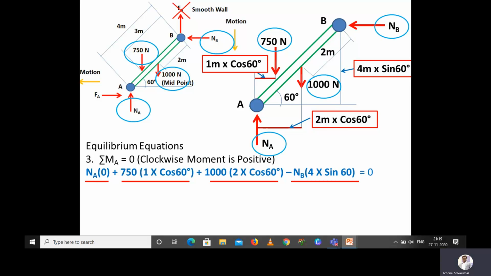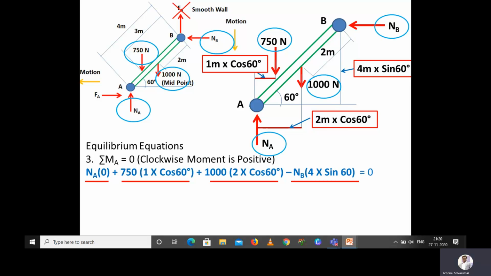So please draw slowly, then you can understand which one is the horizontal distance and which one is the vertical distance, and with respect to A you will come to know which one is the perpendicular distance for the forces 750 Newton, 1000 Newton and normal reaction at B. So slowly you calculate, you won't make any mistakes.